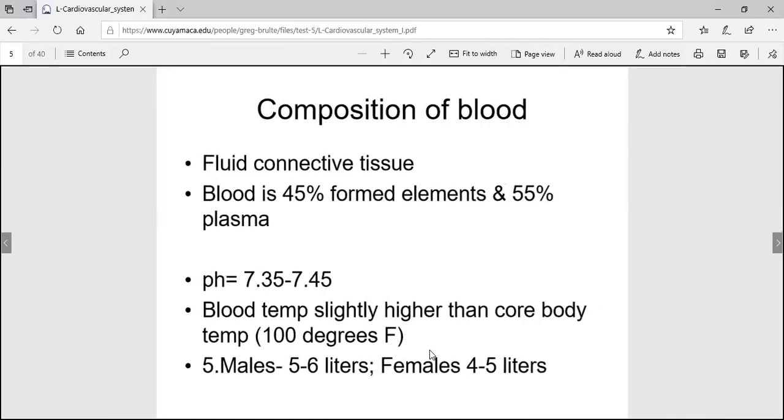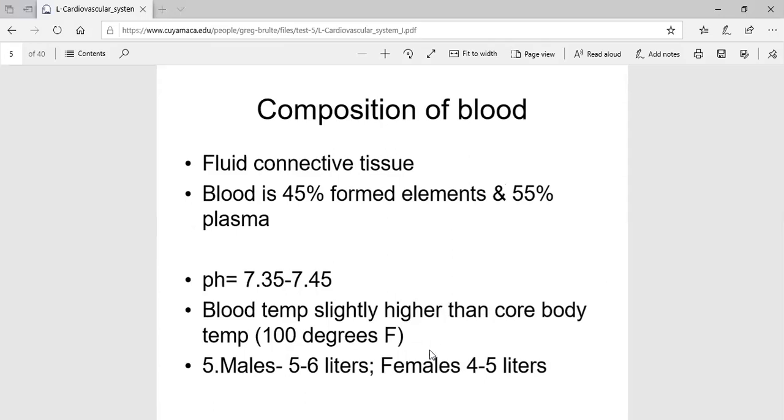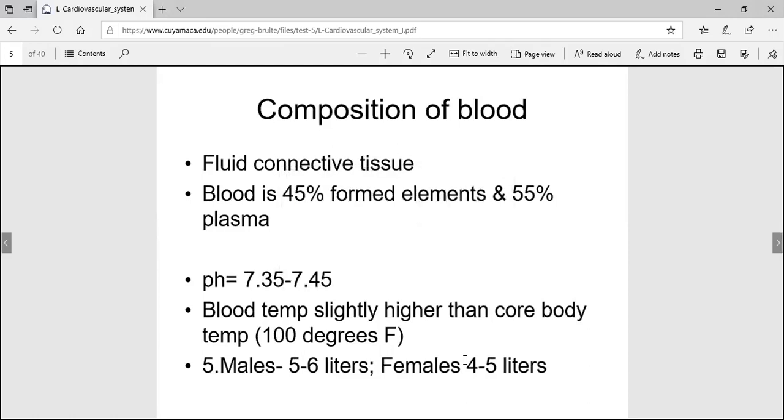Blood is approximately 45% formed elements, and by formed elements I mean white blood cells, red blood cells, platelets. The rest, 55%, is plasma, with stuff dissolved in it. Burn this range into your head: 7.35 to 7.45. If it goes below that, it's getting too acidic. If it goes above that, it's getting too basic. We're not going to worry about the temperature thing or this either. Males generally have 5 to 6 liters of blood. Females have 4 to 5. That's more of a body size thing than a male-female thing, though.